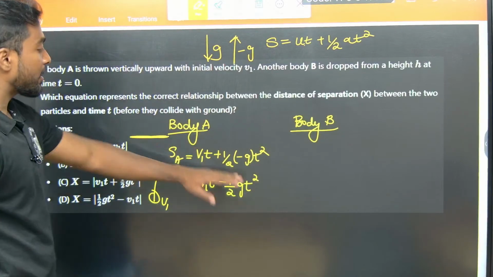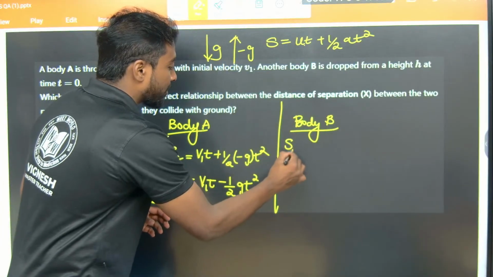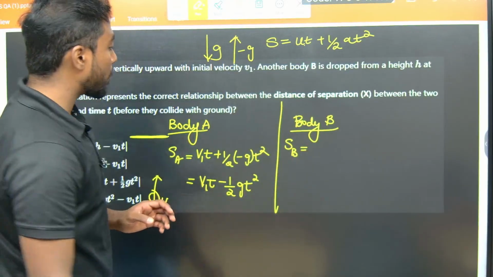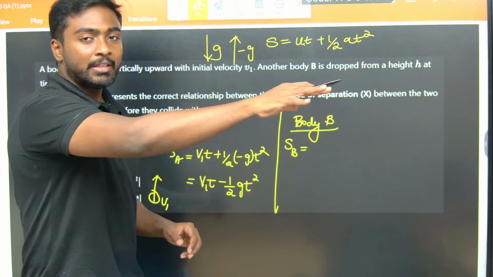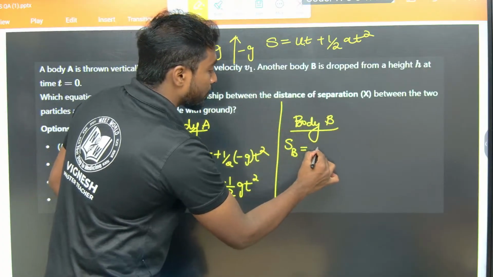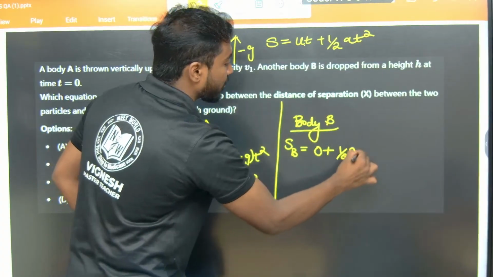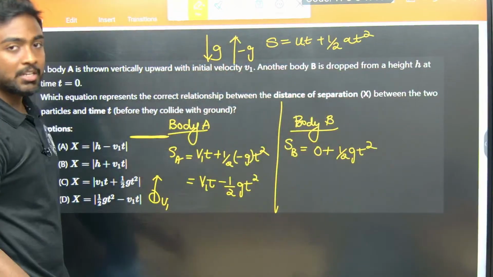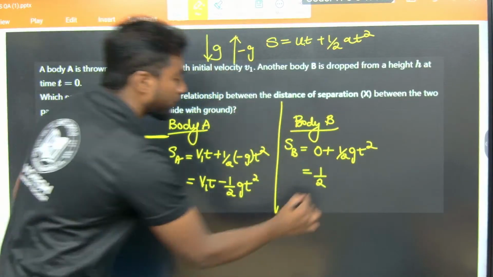This is the equation for body A. What about body B? SB, the displacement of B, will be equal to, so the initial velocity will be 0, right? I am simply leaving the ball like this, so it falls freely. So this will become 0 plus half g t square. So the total equation will be half g t square, right?